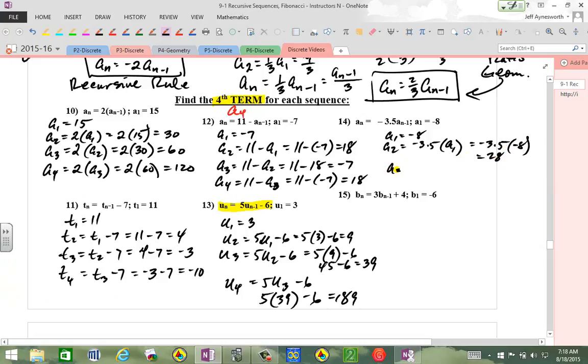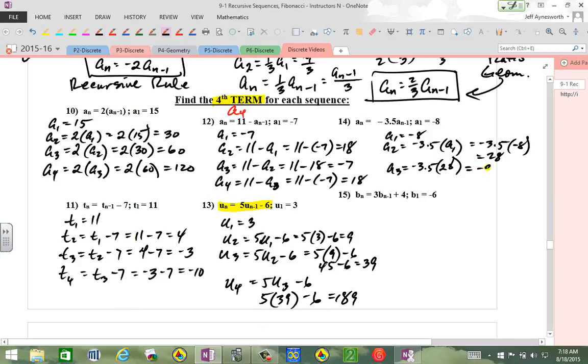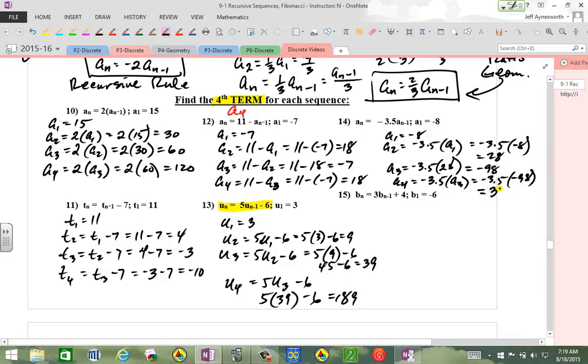a sub 3 is negative 3.5 times my previous answer, which is 28. And so all you have to do is keep on multiplying it times negative 3.5. I get negative 98 here. And then the fourth term here is negative 3.5 times the previous one, a sub 3. So negative 3.5 times negative 98. Again, on your calculator, you just keep on pressing negative 3.5. And you get 343. There's your fourth term.